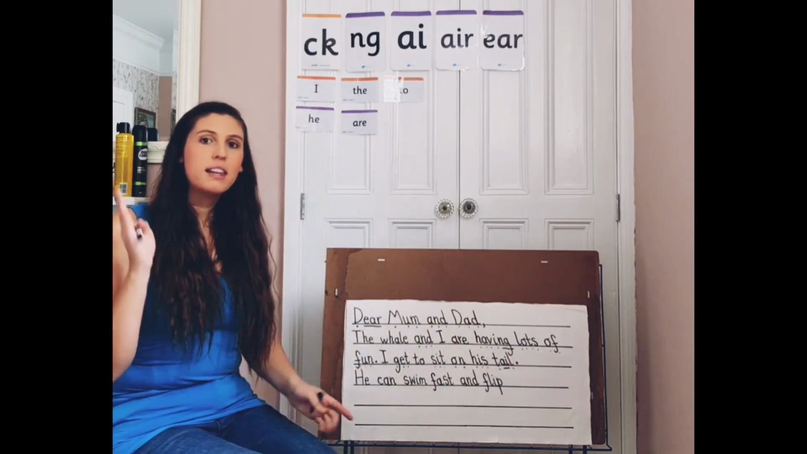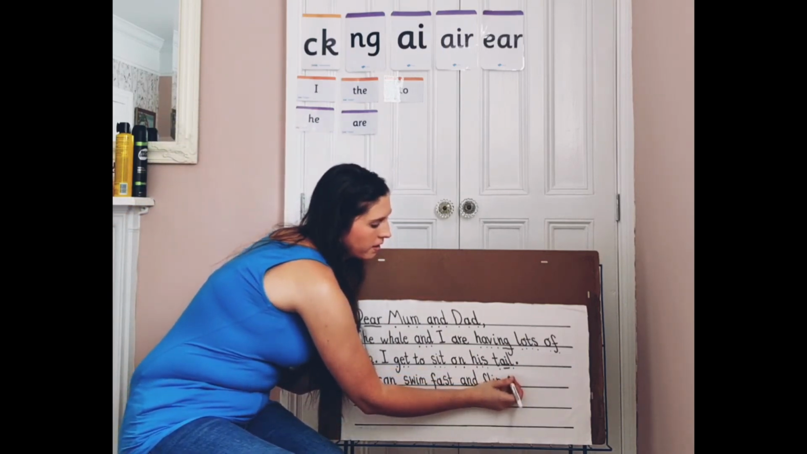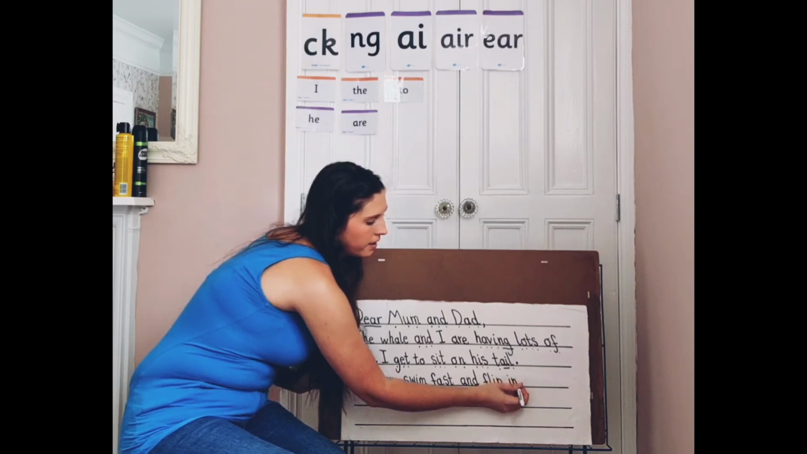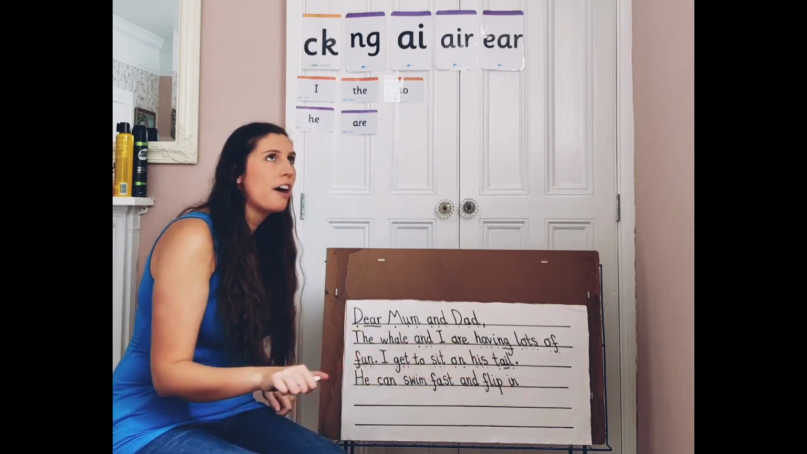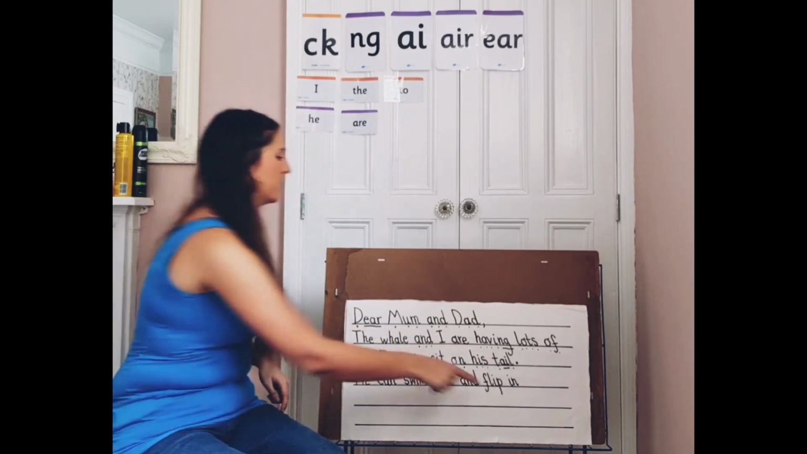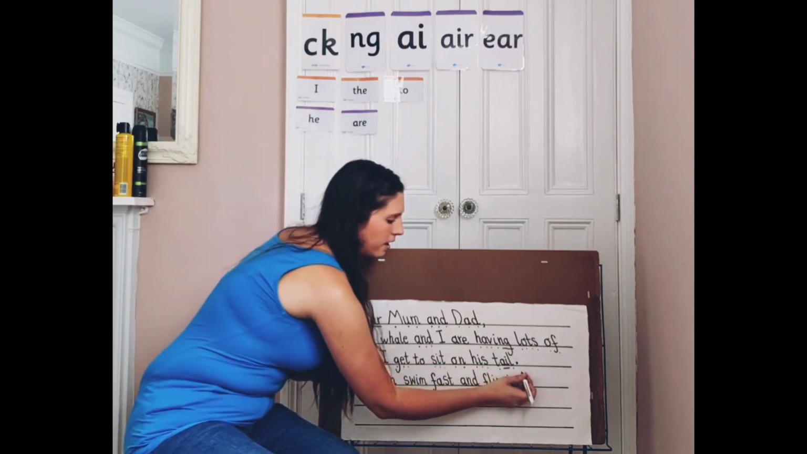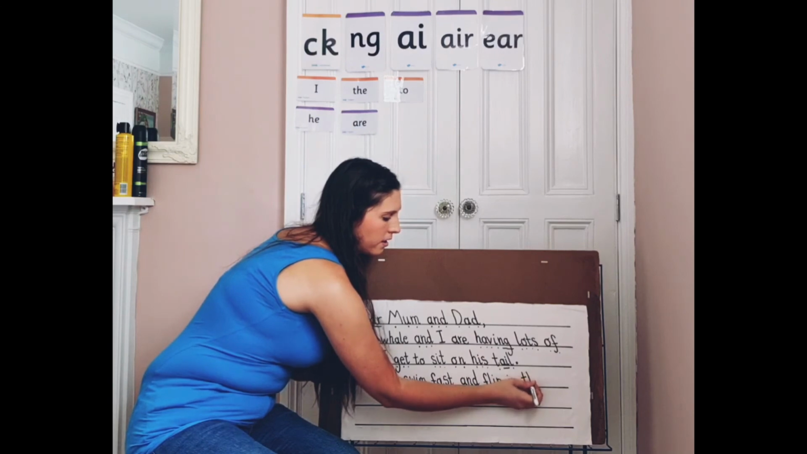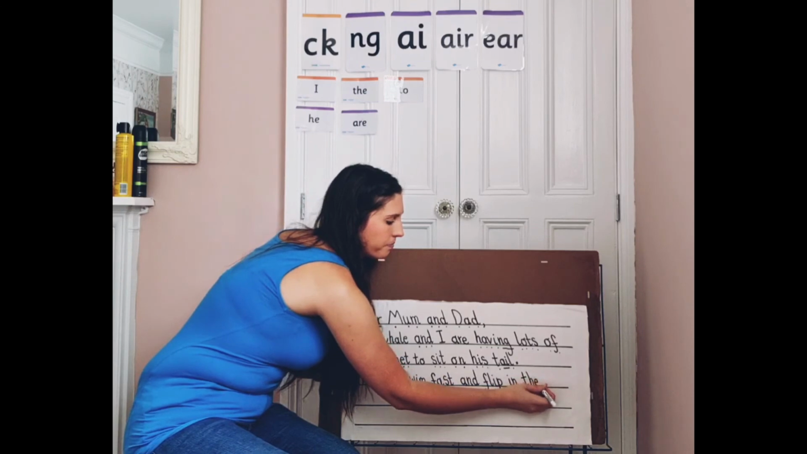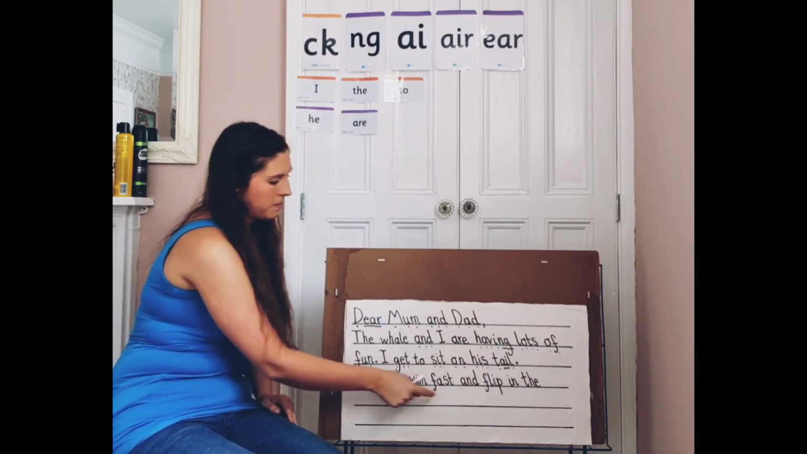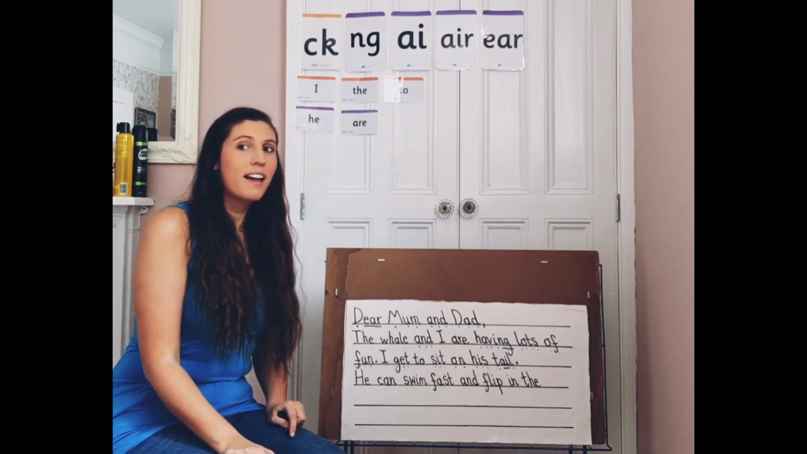Okay, let's sound out in. Nice and easy. In. He can swim fast and flip in the. Okay, the air. So next word is the. So again, tricky word, T-H-E. Make sure you're leaving those finger spaces between all your words. He can swim fast and flip in the. What did he flip in the?